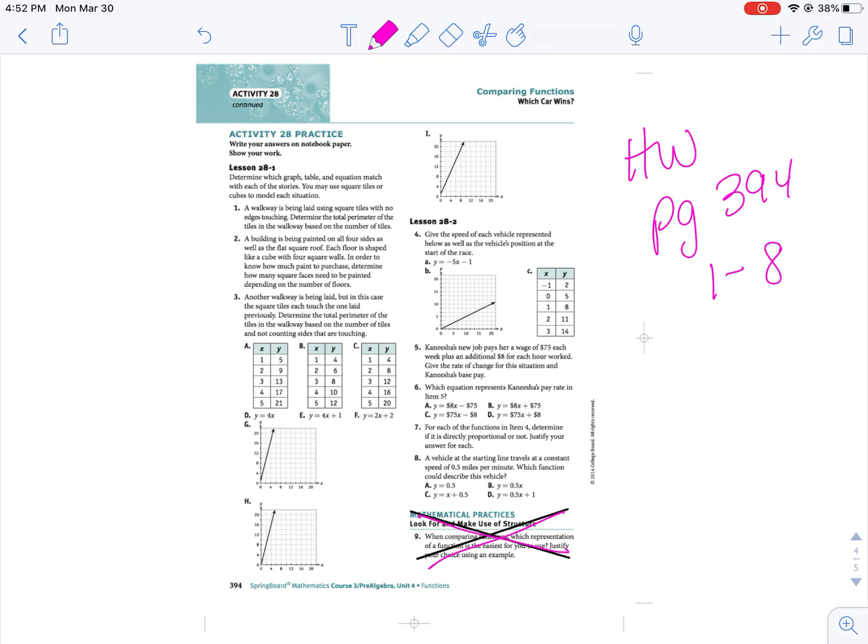So please make sure that you take a look at the notes for today, the homework. If you've got any questions, feel free to email me. I will actually grade your homework and send it back to you, so I'll make some notes on there if you're having some difficulties.